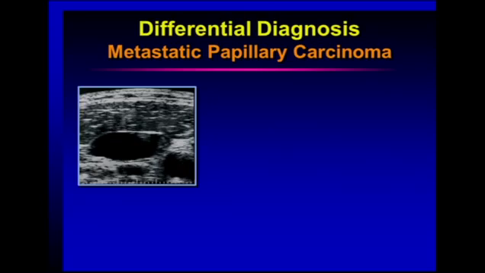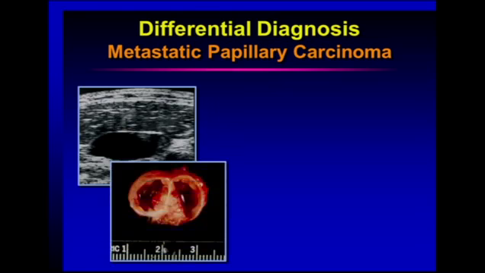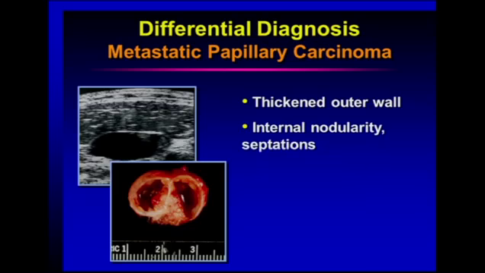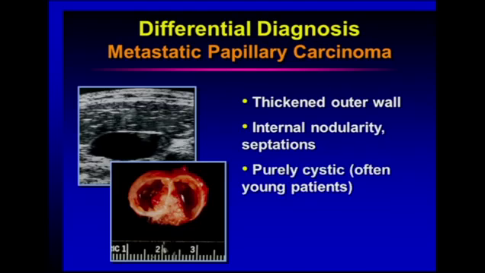Another patient with a cystic metastatic papillary cancer, you can see a cystic nodule. It has some mass effect on the adjacent tissues, and here is a corresponding bivalved specimen. It has a slightly thickened outer wall, some internal nodularity or septations. It can be purely cystic, particularly in the youngest patients, and these types of cystic changes are seen in up to 70% of metastatic papillary nodes.